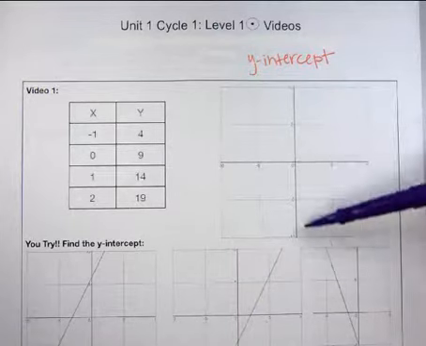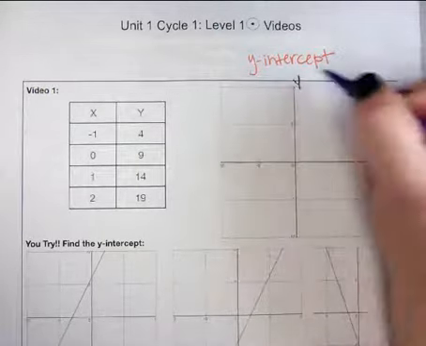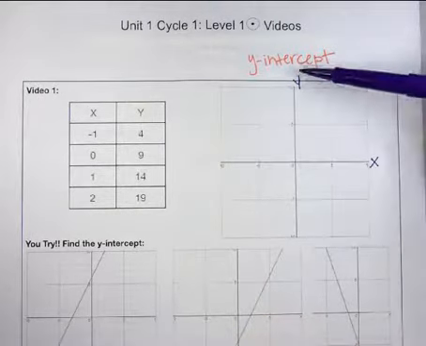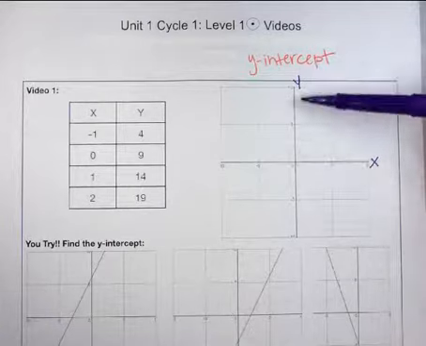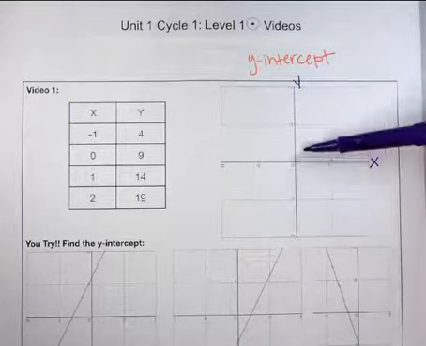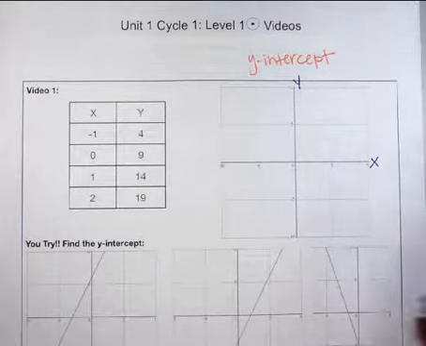So if you remember that every graph has an x-axis and a y-axis. So we want to know, where does our line or curve touch this axis? And that's it. And your answer is going to be a number or an ordered pair if we're looking at our actual graph. So let's look at our table really quick.